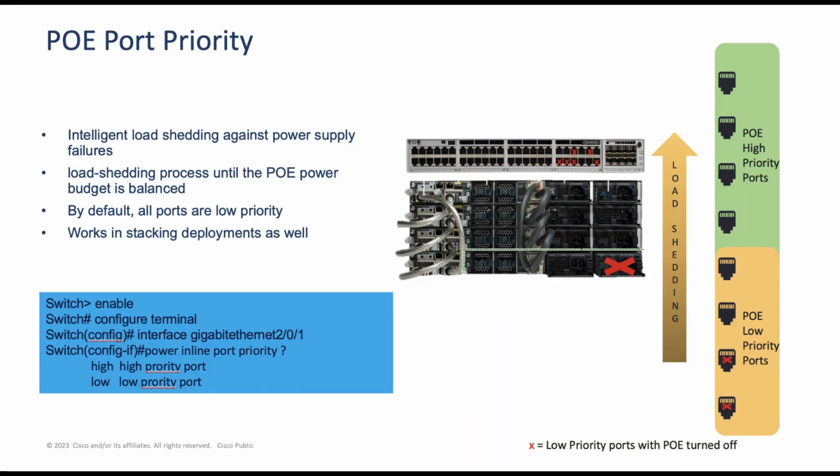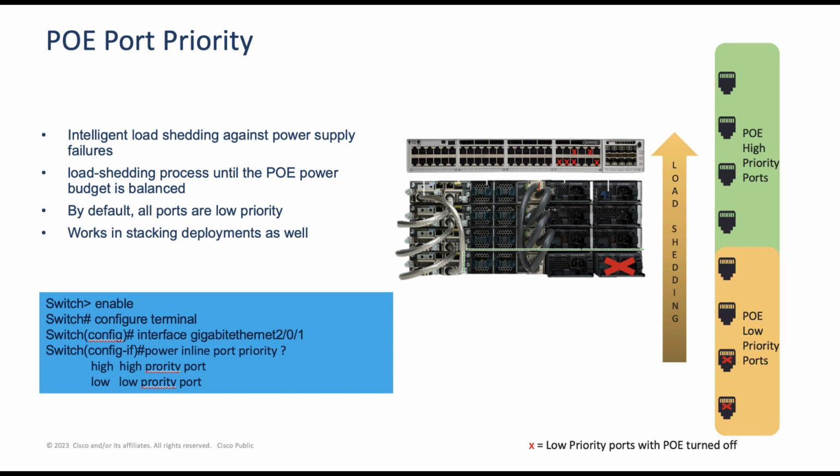The next one is about PoE port priority. The PoE port priority is about how intelligently the switch sheds the load when there is an outage on primary or secondary power supplies. That means when the allocation of power is more than what the switch currently has available from the power supplies, then the switch would shed the load on the PoE endpoints or PoE ports using this load shedding algorithm.